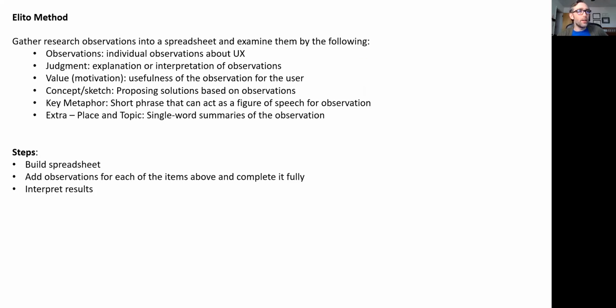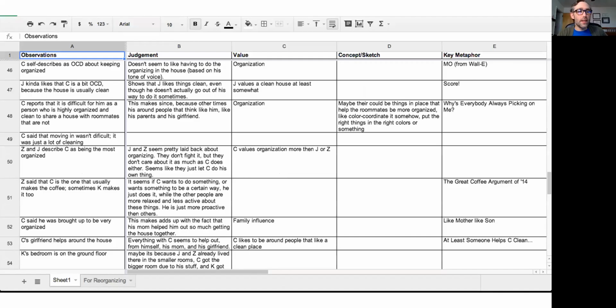You can label by place or topic, or really whatever you want here. The steps: build a spreadsheet, add your observations to each of the items above, complete it fully, and then interpret the results. Here is an example.